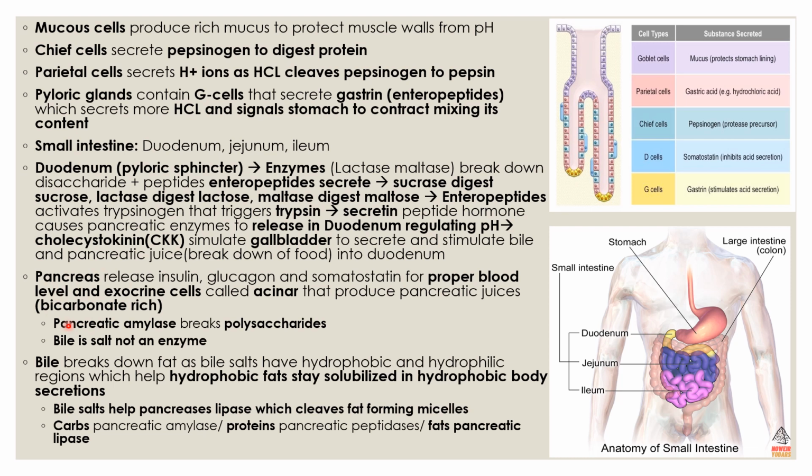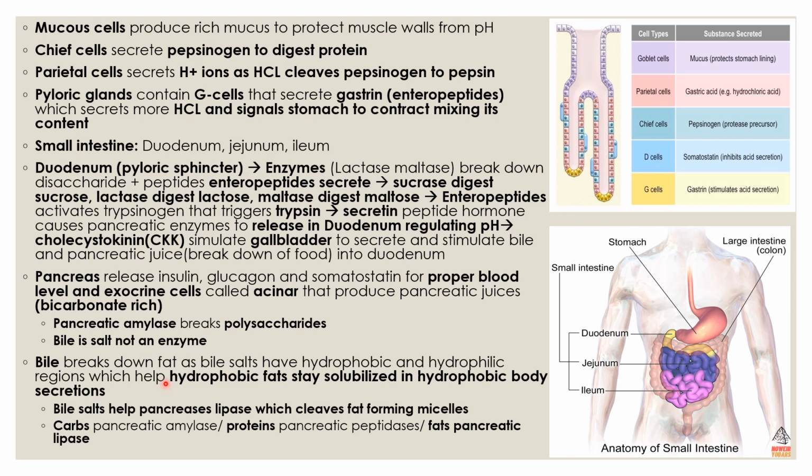Next, we have pancreatic amylase, which breaks down polysaccharides. So you recognize the word amylase, it means it breaks down like sugars. And then bile is stored in the gallbladder, and bile is a salt, by the way. It's not an enzyme. Bile is a salt.